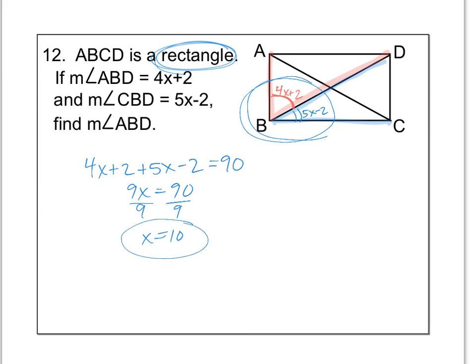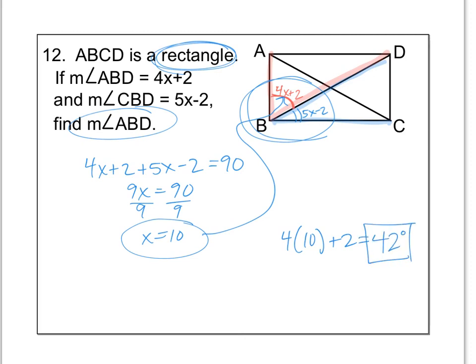But you are not done. You have to find the measure of angle ABD, which is this one. So it's going to be 4 times 10 plus 2. 42 degrees is the measure of angle ABD.